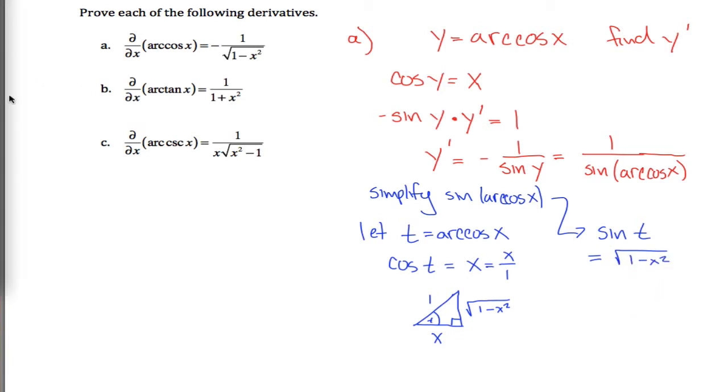So what I get for my simplified version of this answer up here, maybe I can jump down here, is negative 1 divided by sine of arc cosine of x. But I just said sine of arc cosine of x is the square root of 1 minus x squared. So this is the square root of 1 minus x squared. In other words, the derivative of arc cosine of x is negative 1 divided by the square root of 1 minus x squared, exactly what we got up there.